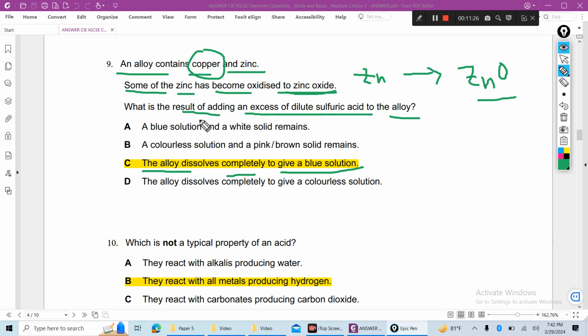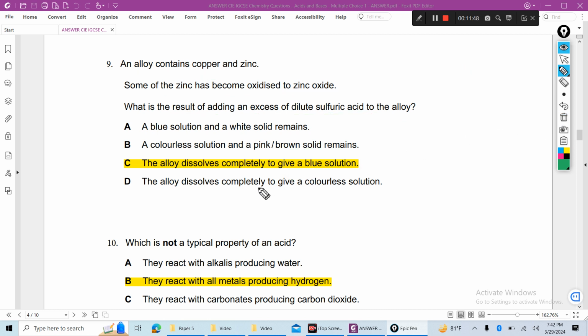So what is the result of adding excess dilute sulfuric acid to the alloy? The alloy dissolves in acid to give a blue solution. Copper sulfate and zinc sulfate will be produced. Zinc sulfate is colorless, so copper sulfate is a blue solution, you will see. That's why the answer will be C. The alloy dissolves completely to give a blue solution.